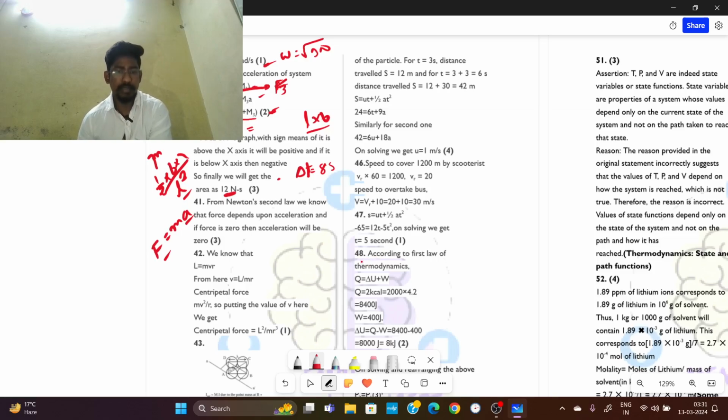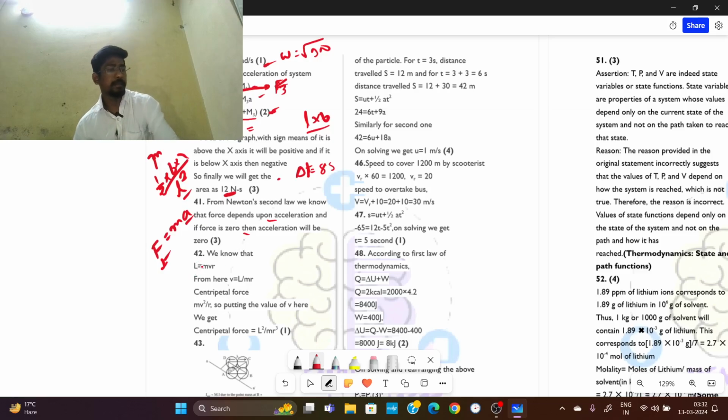But in the assertion, it is said that if the force is zero, acceleration will always be zero. Zero divided by mass is equal to zero. So therefore, we can say the assertion is correct, but the reason is incorrect.